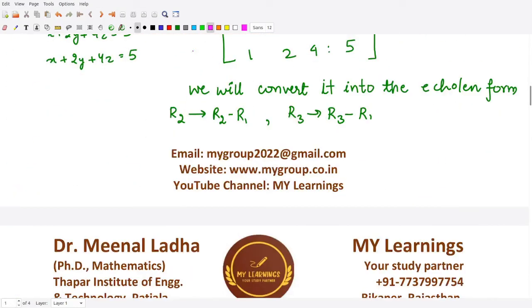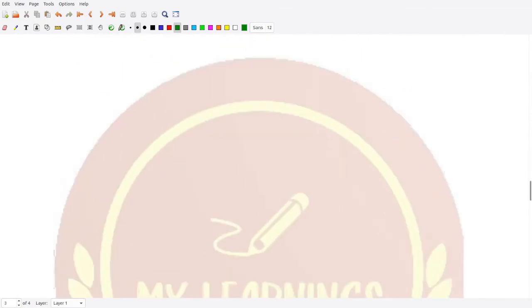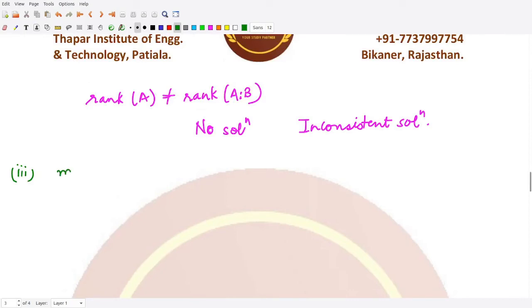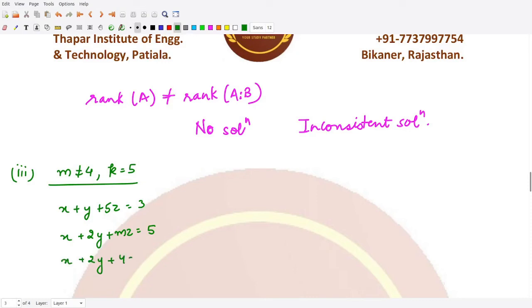Let's move on to the third one. For the third option here, we are taking M not equal to 4, but K is equal to 5. If that is so, what are your equations here? It is x plus y plus 5z is equal to 3. x plus 2y plus Mz, because M is not equal to 4, it could take any value other than 4. And for the last one, it would be x plus 2y plus 4z is equal to 5. In place of K, we have substituted 5 here. So in matrix form, it is 1, 1, 5, colon 3. Next, it is 1, 2, M and 5. And the last one is 1, 2, 4, and 5.